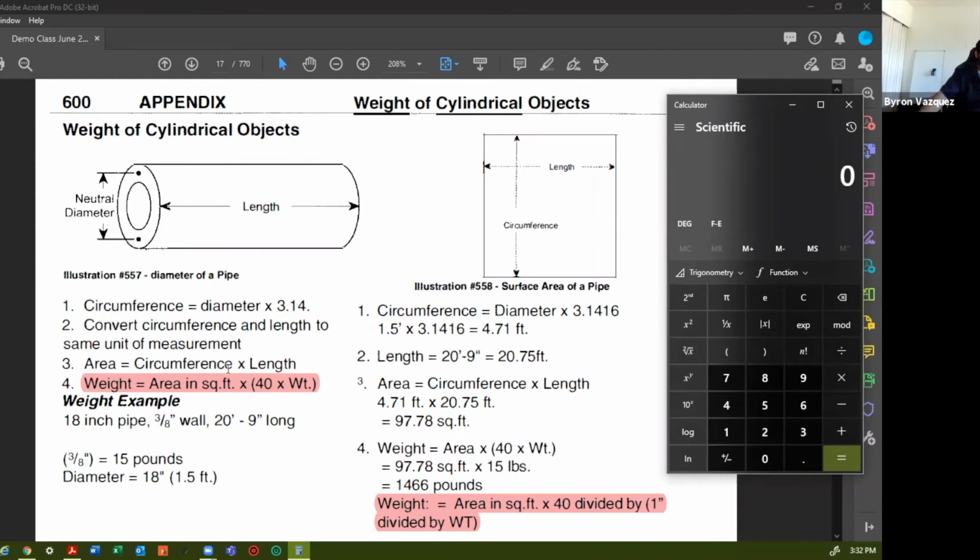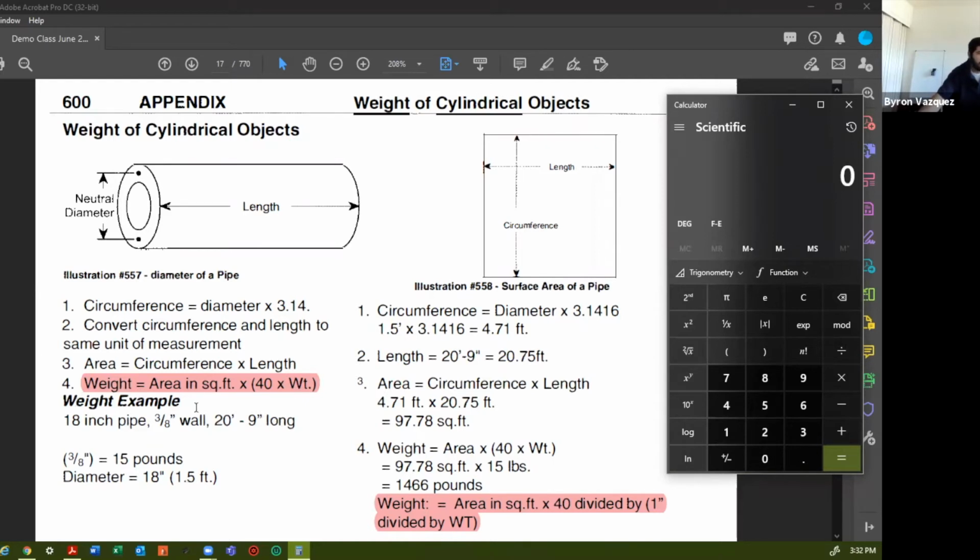So the area is going to equal circumference times length, which we know, and then the weight is going to equal, and we have 2 formulas, both highlighted here, the ones that I just showed you: surface area in square feet times what's in the brackets. You can either go 1 divided by wall thickness or 40 times wall thickness. And remember, 40 comes from our rule of thumb: 1 square foot by 1 inch thick steel weighs approximately 40 pounds.